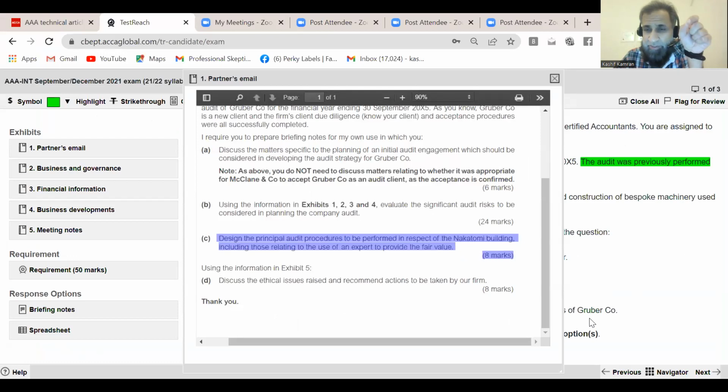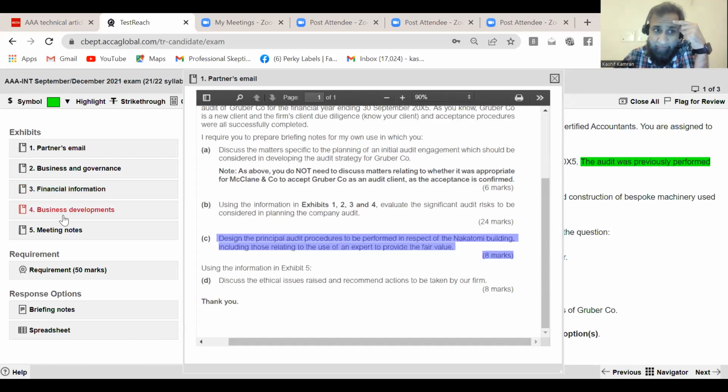Now, every time you're writing a procedure in question number 1, you're writing a procedure on something which is given in the case study, yes or no? Is Nakatomi building given in the case study? Where? In which exhibit? In exhibit number 4.